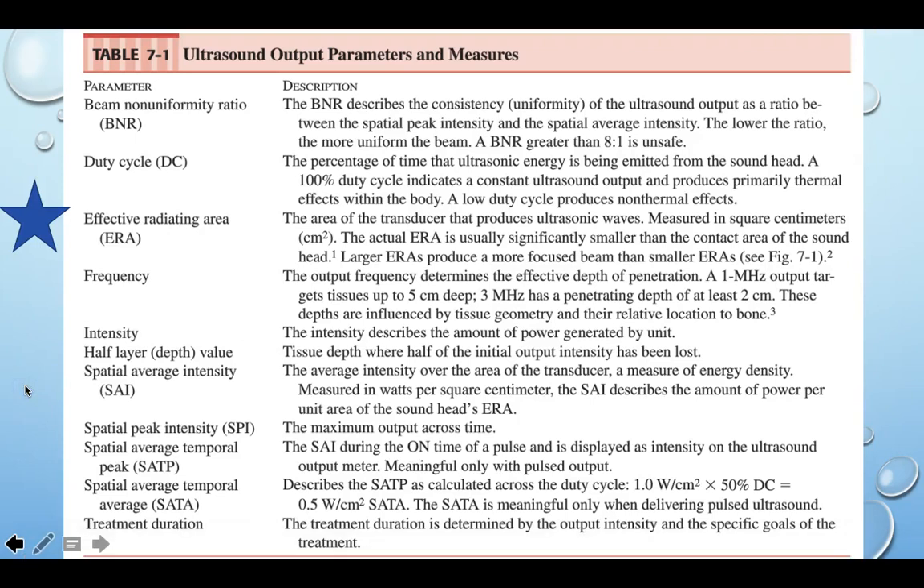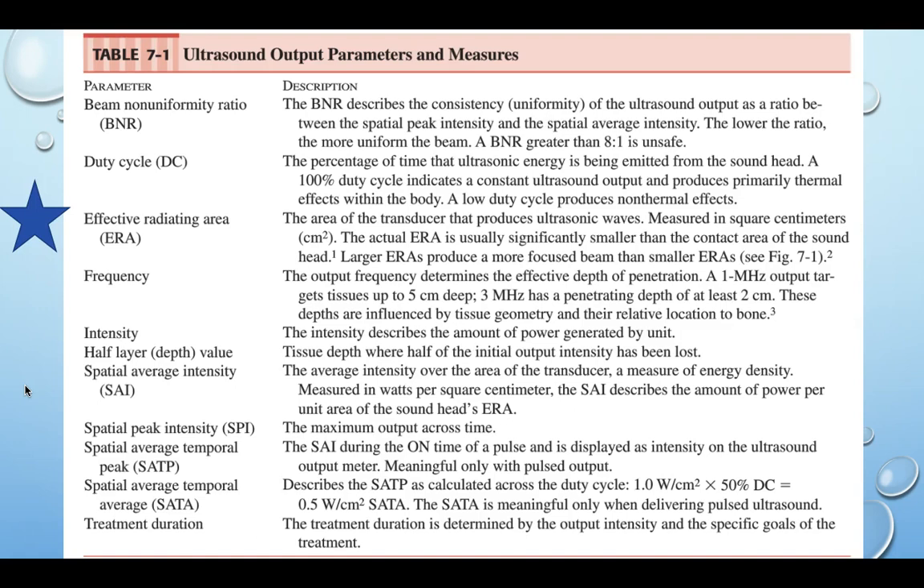Okay, so now we're going to start talking about some specific vocabulary words, if you will, that affect each different ultrasound unit and our treatments and the settings that we use and things like that. So the first one we're going to talk about is what we call the ERA, which is the effective radiating area. And this table from your book kind of breaks down some of these terms that we're going to talk about.